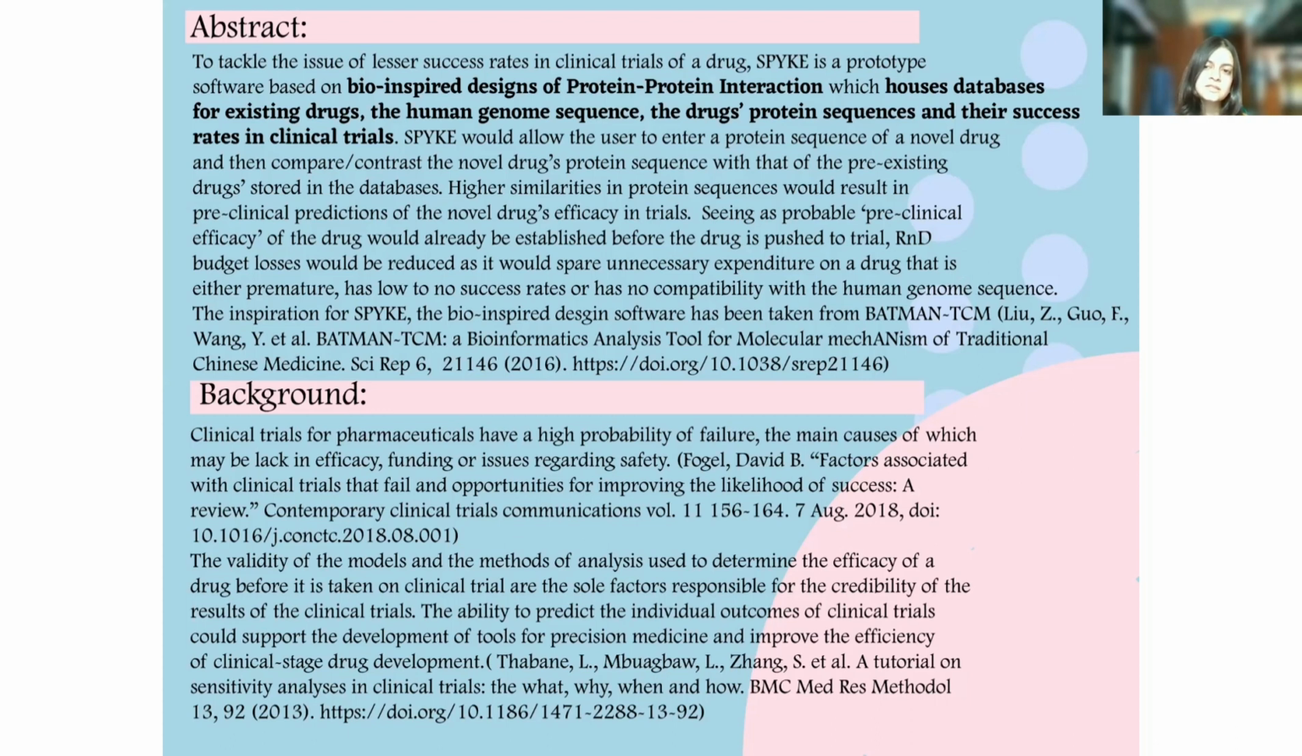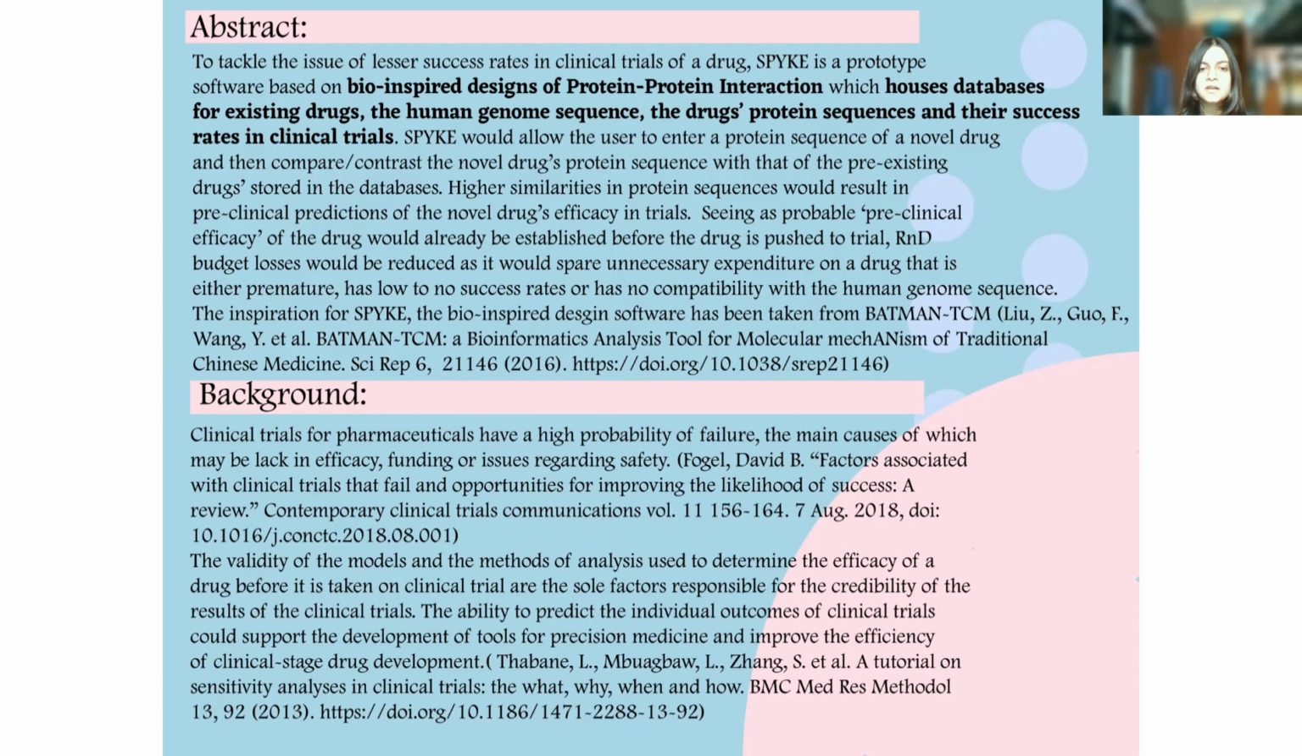How Spike works is that it allows the user to enter a protein sequence of the drug that is being developed into its system. Spike will then compare the protein sequence of the new drug with all of the existing drugs' protein sequences. It will create similarities or dissimilarities depending upon the protein sequences between the existing drug and the novel drug. Let's say that a drug that is being developed has higher similarities with a previous drug that has had a success rate of above 30% in phase 4 clinical trials.